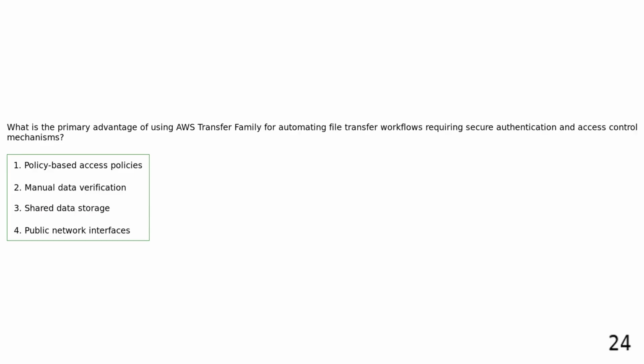What is the primary advantage of using AWS Transfer Family for automating file transfer workflows requiring secure authentication and access control mechanisms? Policy-based access policies. Manual data verification. Shared data storage. Public network interfaces.